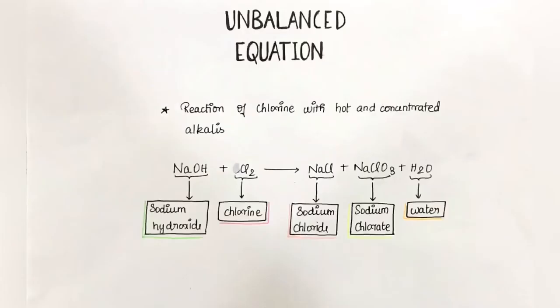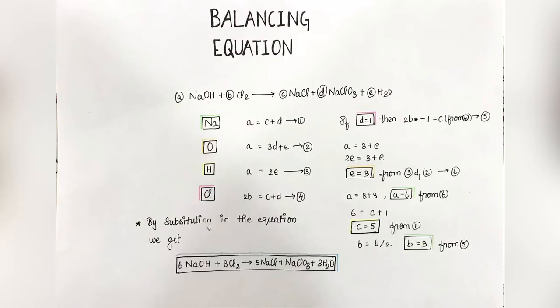So the unbalanced reaction here is the reaction of chlorine with hot and concentrated alkali, NaOH, which is sodium hydroxide, plus Cl2, that is chlorine, gives NaCl, that is sodium chloride, plus NaClO3, sodium chlorate, plus H2O, water. So for balancing the equation, there are variables given in place of the molar coefficients. Here A, B, C, D and E are the variables given in place of the molar coefficients.